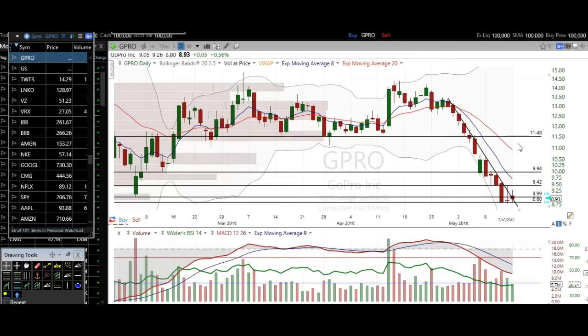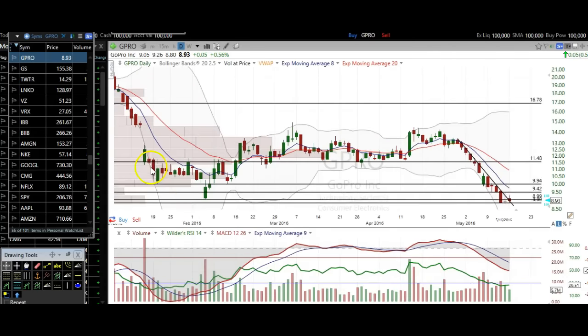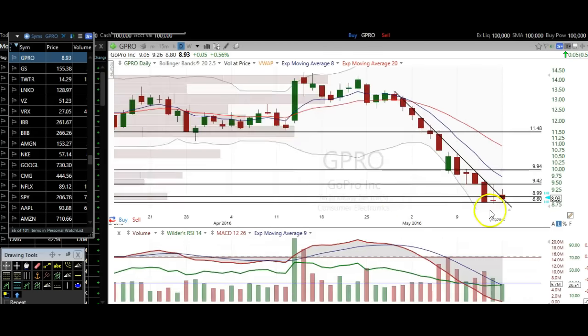Next, I want to cover GoPro. GoPro, we broke below the lows over here, and we're at new all-time lows right now, and we have 1, 2, 3 candles that close below that low. So until it closes above that low, we have to assume that GoPro is going to be heading lower.